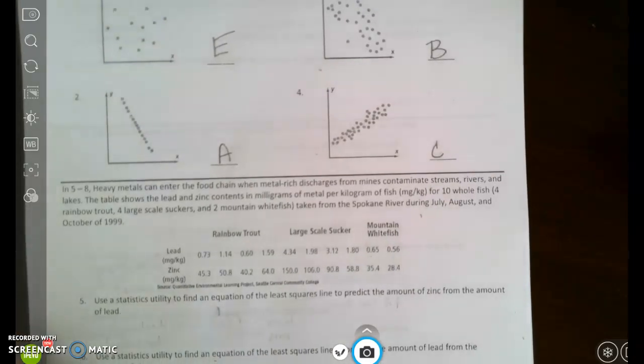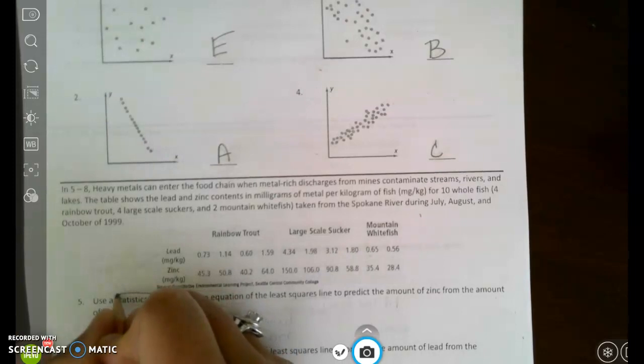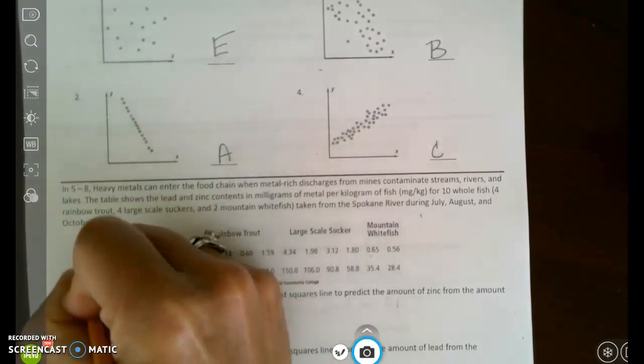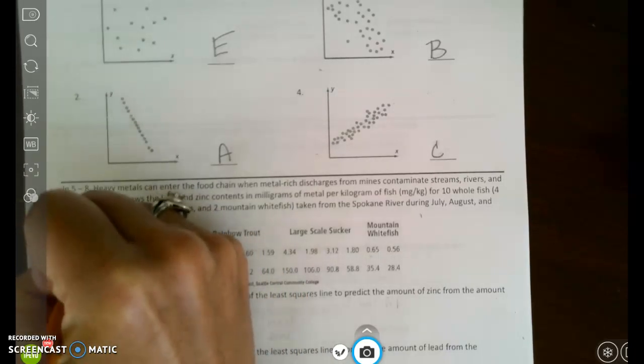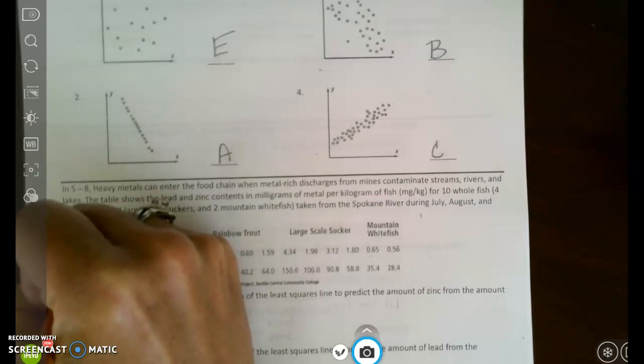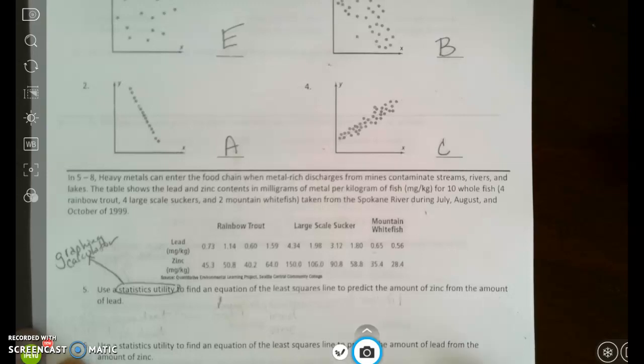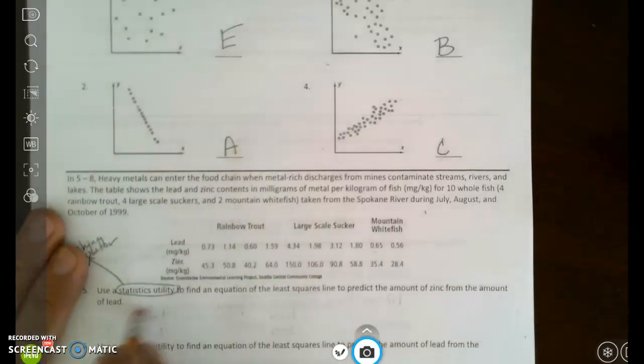All right, it says use a statistics utility. Just want to clarify what that is. That is a fancy term for a graphing calculator. So whenever you see them say use a statistics utility, don't let that throw you off. That's simply your graphing calculator. So you are going to need to have that available.